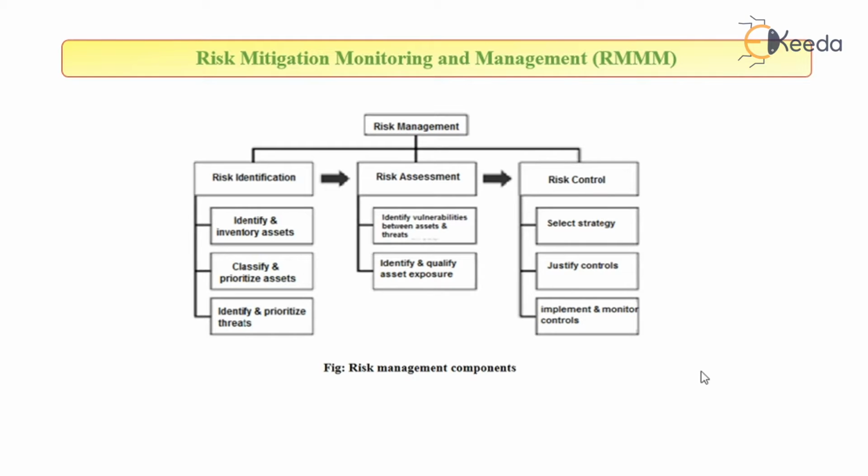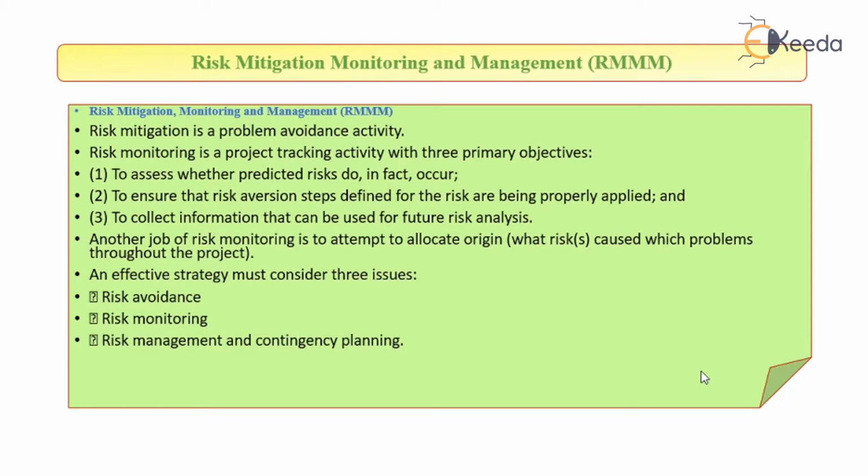There are several phases in risk management, which include risk identification, risk assessment, and risk control. But before that, let us understand what risk mitigation is. Risk mitigation is a problem avoidance activity. If the impact of the risk is not huge, it can be neglected, or we can assume that the risk has never taken place. Risk monitoring.